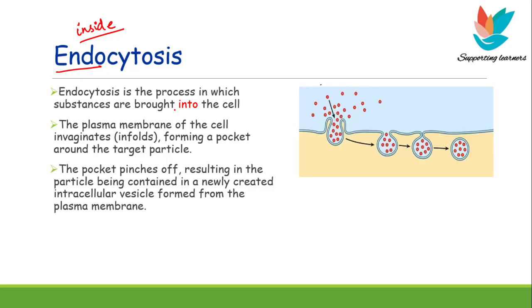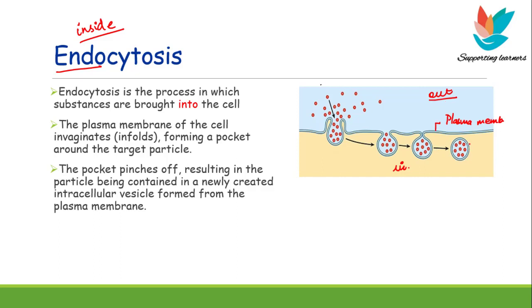कैसे होती है? देखो, this is the diagram and this is the plasma membrane. This is the outside region of the cell and this is the inside region of the cell, and these are the substances that have to be transported inside the cell. So the plasma membrane folds itself, it infolds itself and forms a pocket around the substances that are to be transported. So यहाँ पर एक pocket की formation हो जाती है and this pocket then pinches off, which results in the formation of the vesicle.